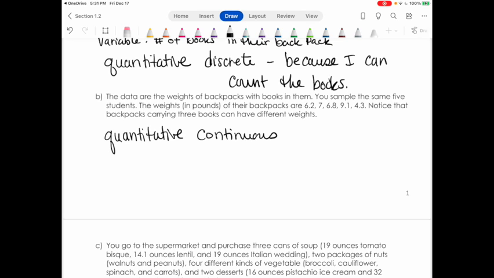We're going to narrow it down to continuous rather than discrete because we are talking about something that we're measuring. We are weighing the backpacks and determining what they are in pounds. And when you're doing weight, you can have so many different values. There's an infinite number of values.